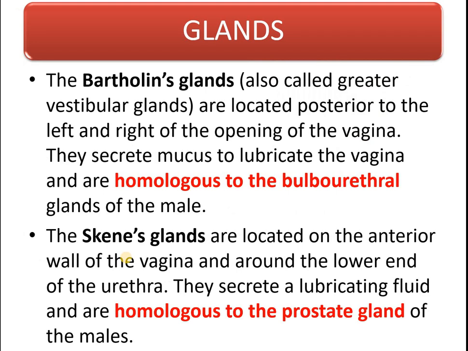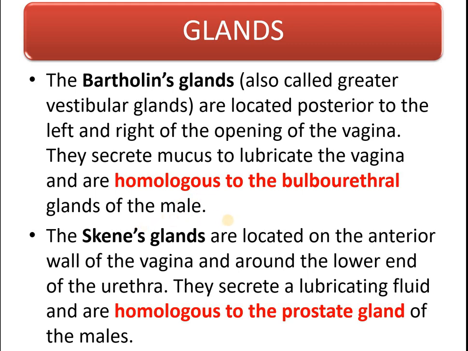Glands. What are the glands associated with the female reproductive system? One is Bartholin's gland. It is located posterior to the left and right of the opening of the vagina. They secrete mucus material that lubricates the vagina and are homologous to the bulbourethral glands of the male. Students, sometimes they may ask this as one more question. The Bartholin gland is homologous to the bulbourethral gland of male.